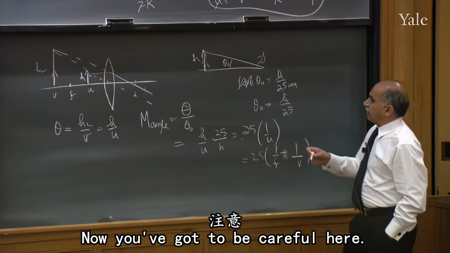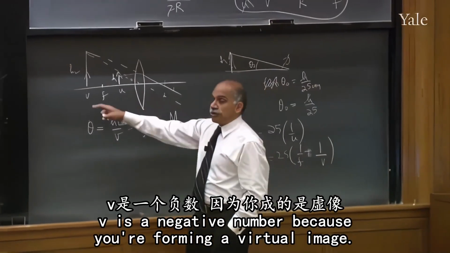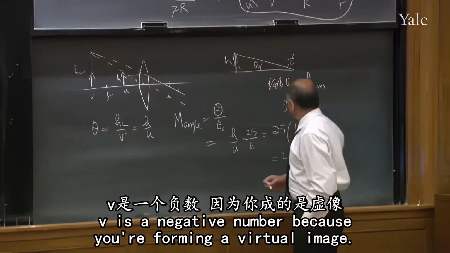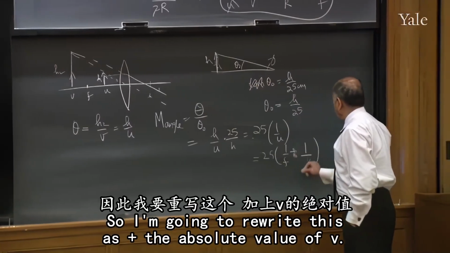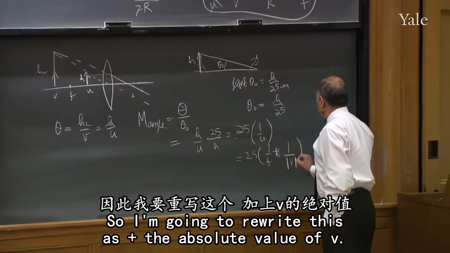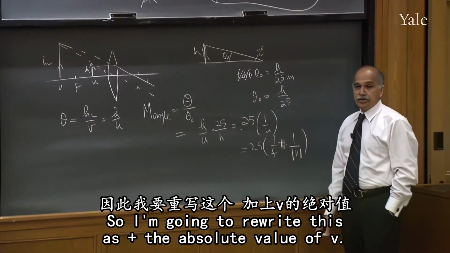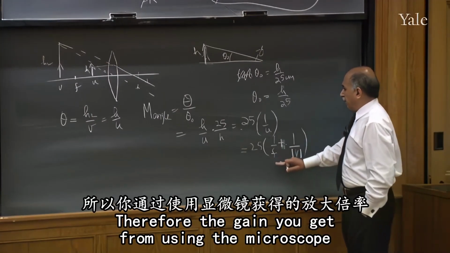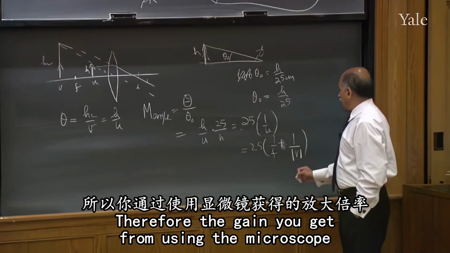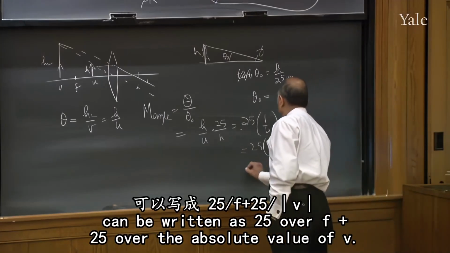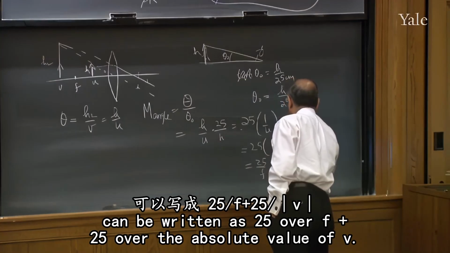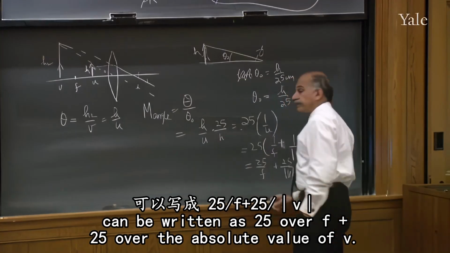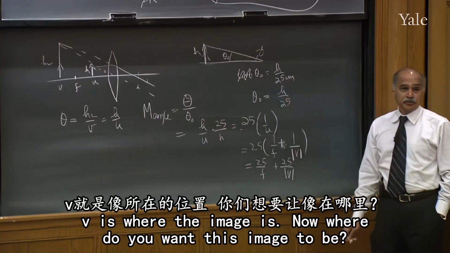Now you've got to be careful here. V is a negative number because you're forming a virtual image. So I'm going to rewrite this as plus the absolute value of v. Therefore, the gain you get from using the microscope can be written as 25 over f plus 25 over the absolute value of v. V is where the image is.